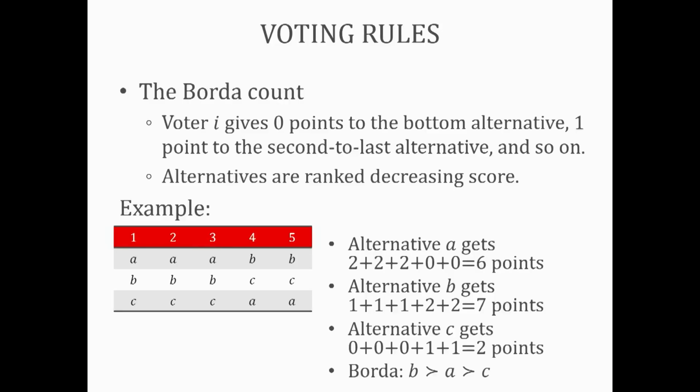Okay? So here, in this toy example, there's 5 voters and 3 alternatives. Voter 1 will give 2 points to A, 1 point to B, and 0 points to C. Voter 2 would give 2, 1, 0, A, B, C. Voter 4 will give 2 points to B, 1 point to C, and 0 points to A. And then you add up all the points. Okay?